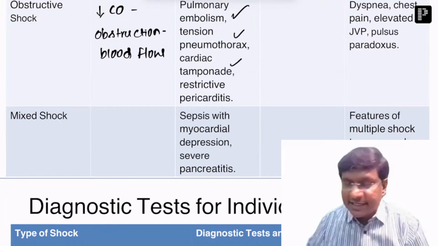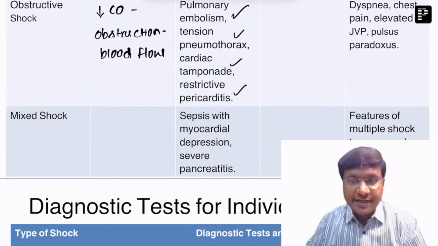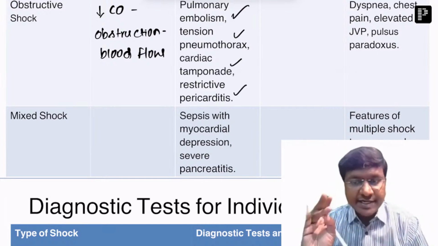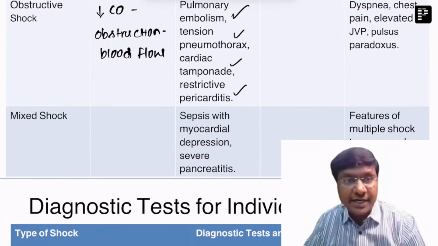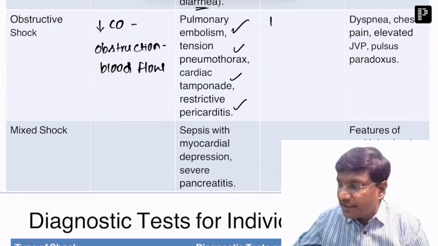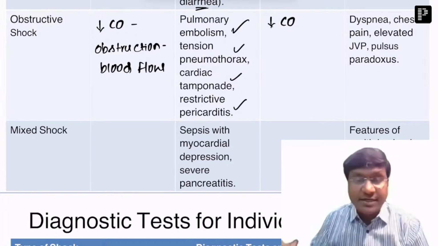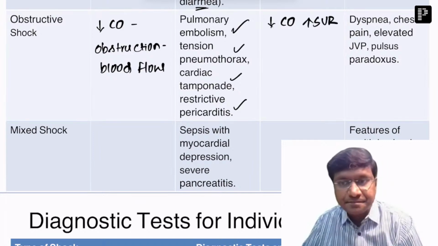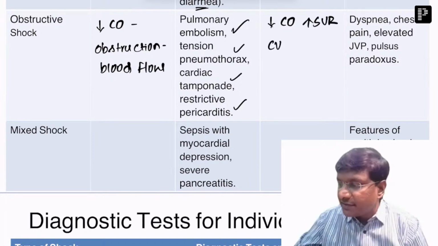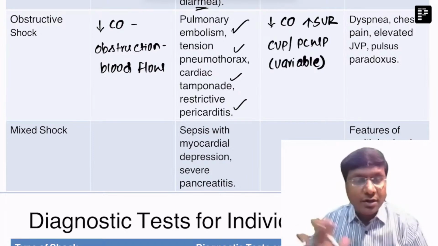Next, tension pneumothorax as well as cardiac tamponade, there will be impairment of the cardiac filling, and the same is true for restrictive pericarditis. So in tension pneumothorax, cardiac tamponade, and restrictive pericarditis, there is impairment of the cardiac filling. That is the reason why there will be reduced cardiac output. So if you take the hemodynamic profile in obstructive shock, there will be decreased cardiac output. Whenever there is a decrease in cardiac output, please remember the compensatory phenomenon is an increase in systemic vascular resistance, right? And what about your central venous pressure and pulmonary capillary wedge pressure? This will be variable depending upon the underlying cause.